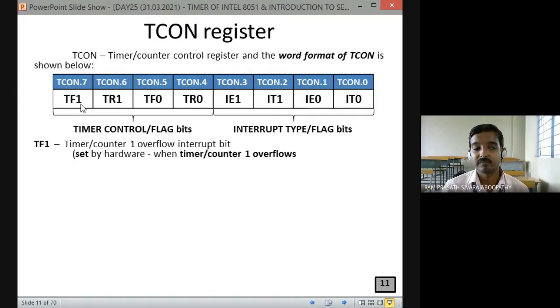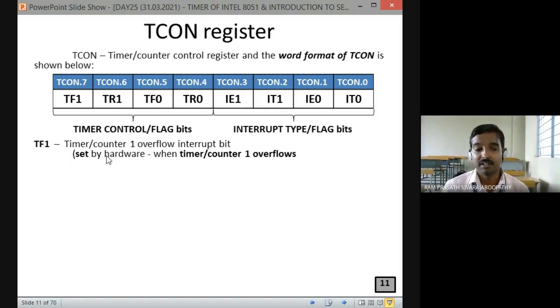Is it clear? That's why it is termed as flag bit. Flag means, in the general sense, status. Fine. This flag is going to indicate the timer overflow, whether overflow occurred or not. It is set by the hardware.